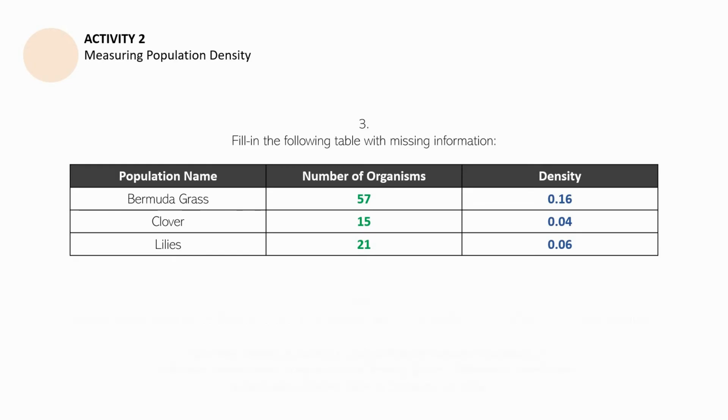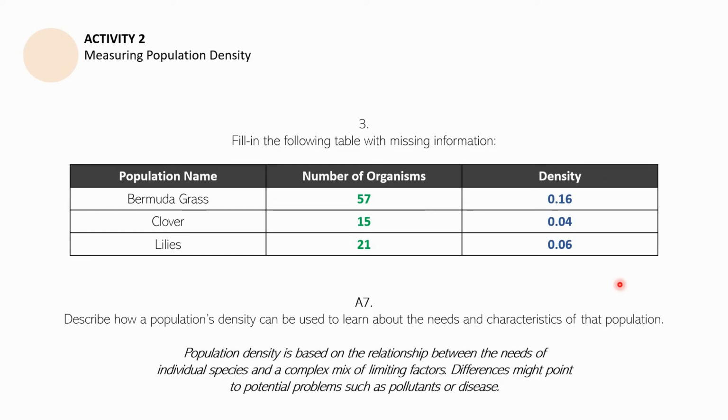The answer to question number 7, population density is based on the relationship between the needs of individual species and the complex mix of limiting factors. The differences might point to potential problems like pollutants or disease. If there's a problem about the population density of a particular organism in an ecosystem, we can point it out to some potential problems such as pollutants or disease. And we can go ahead and, after pointing them out, solve those problems.